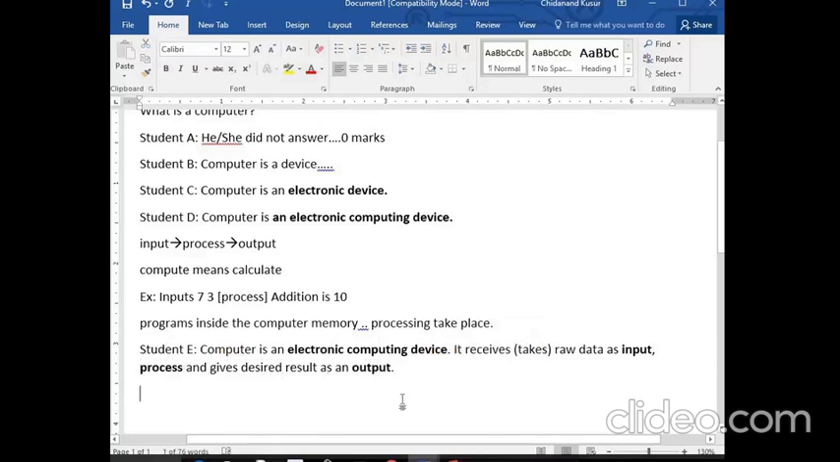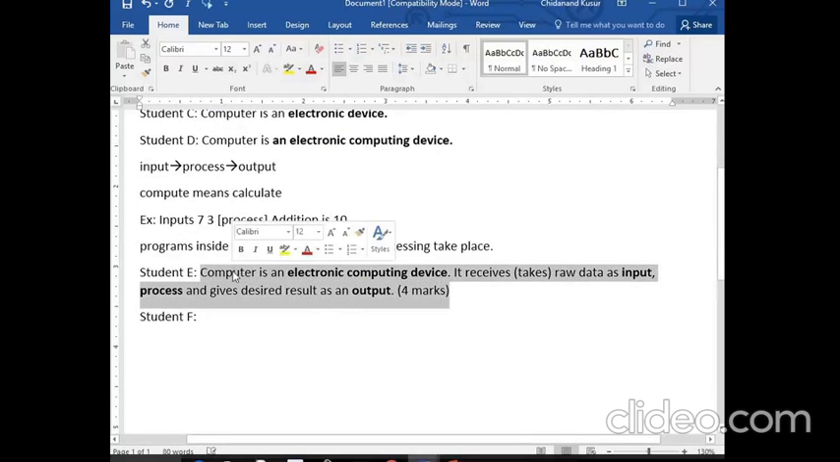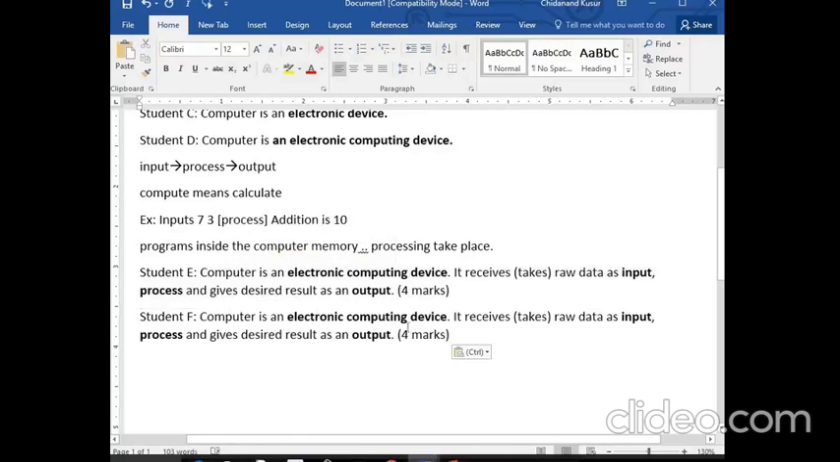Oh, very good. He or she covered 1, 2, 3, 4 points. Oh my God. This student may get 4 marks because he covered 4 points. I ask the same question to the next student, student F. Dear student F, can you tell me what is computer? Student F's answer is the same as said by E. Computer is an electronic computing device. It receives raw data as an input, processes and gives the desired result as an output, and continues.